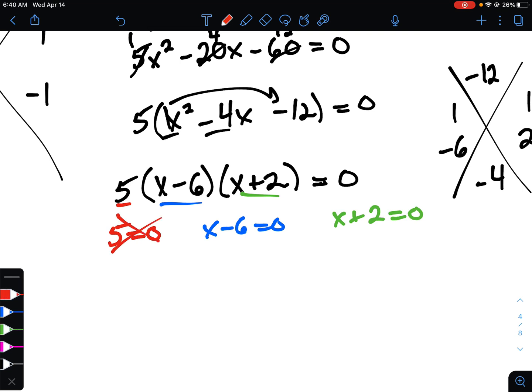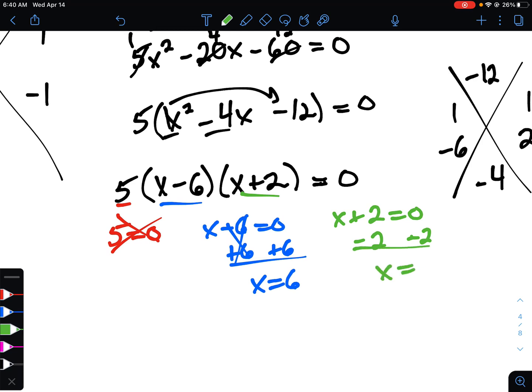Now, obviously 5 can't equal 0, so we'll skip that. For the next one though, x minus 6 equals 0, we'll add 6 to both sides. That'll give us x is equal to 6. And for the last one, subtract 2 from both sides, and that'll give us that x is equal to negative 2.